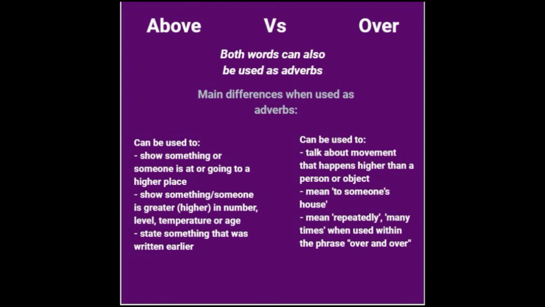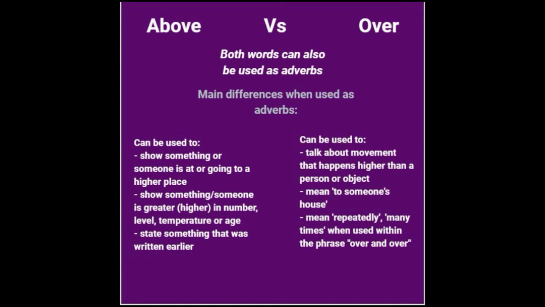Now let's look at over. So over can talk about movement that happens higher than a person or object. As I stated before, the helicopter flew over the government building. Also, we can use over as a colloquial phrase. So, oh, would you like to come over to mine later? Just simply means to come over to my house.